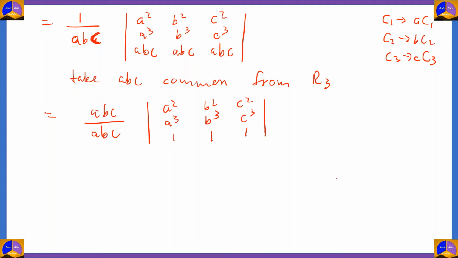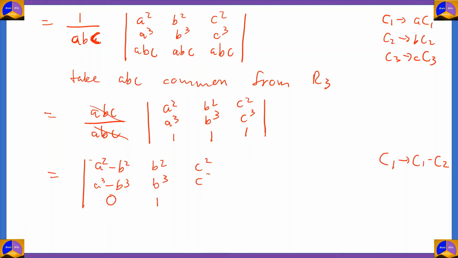Now, what change do we do? In order to find the determinant, we need to make sure that one of the rows or columns has the maximum number of zeros. So our transformation should be made accordingly. So we notice that this one can be made into zeros quickly. So what we do is we take C1 changes to C1 minus C2. When that happens, ABC by ABC becomes 1 because they cancel each other out. So value of the determinant: A square minus B square, A cube minus B cube, 1 minus 1 is 0. Then we have B square, B cube, 1, C square, C cube, and 1.